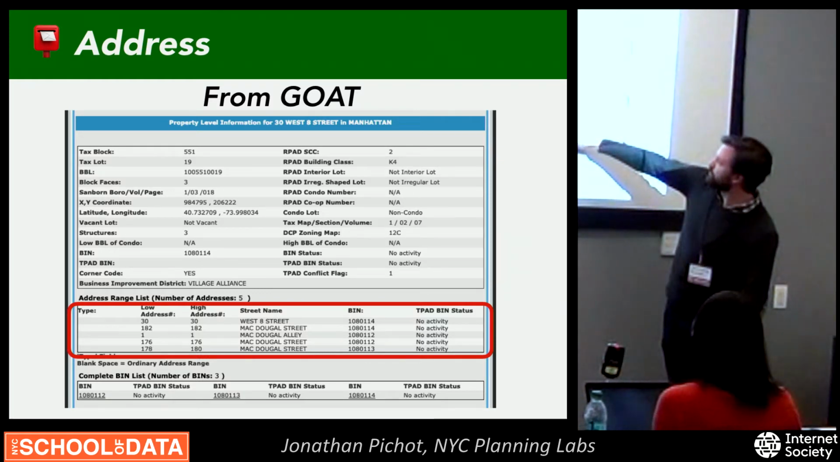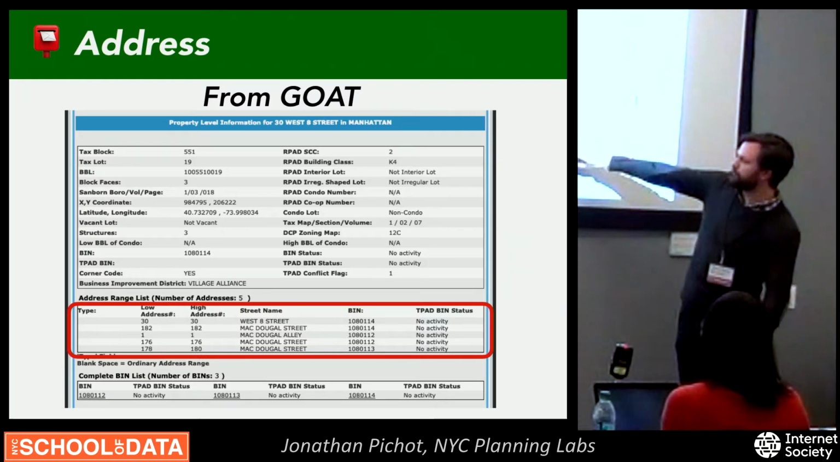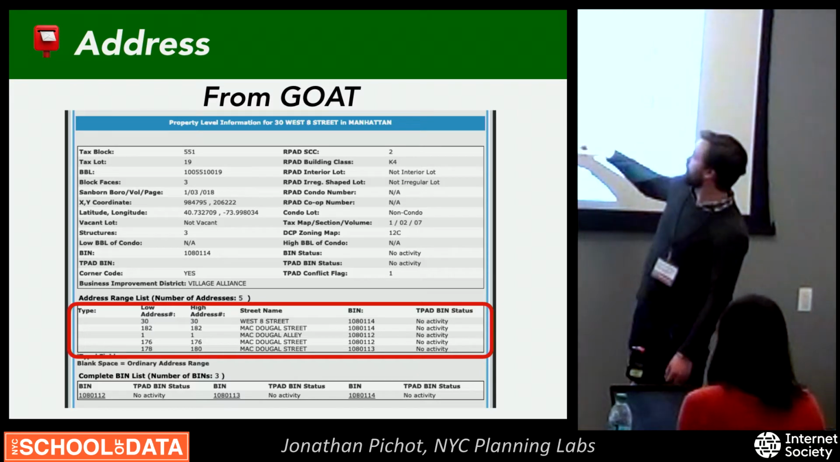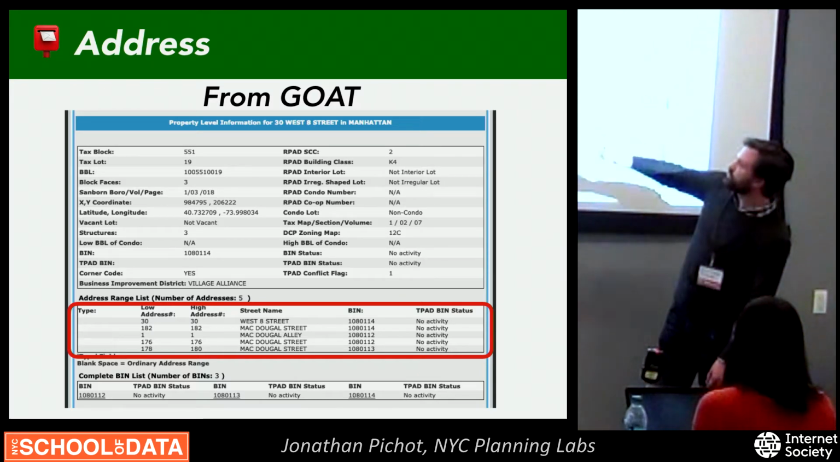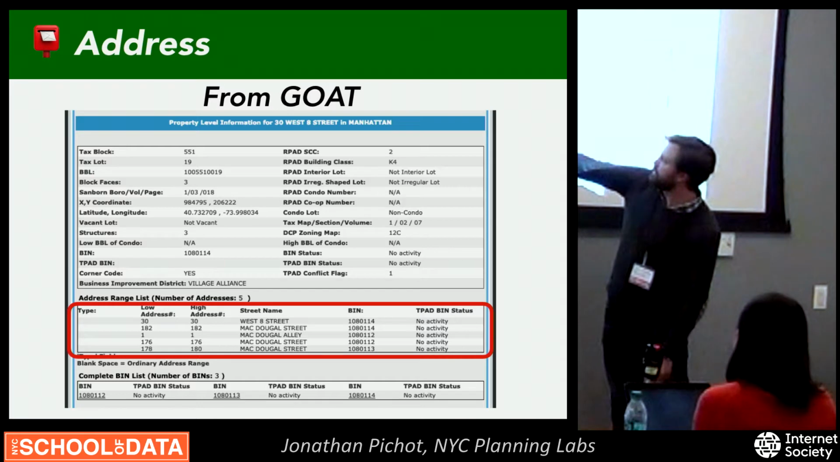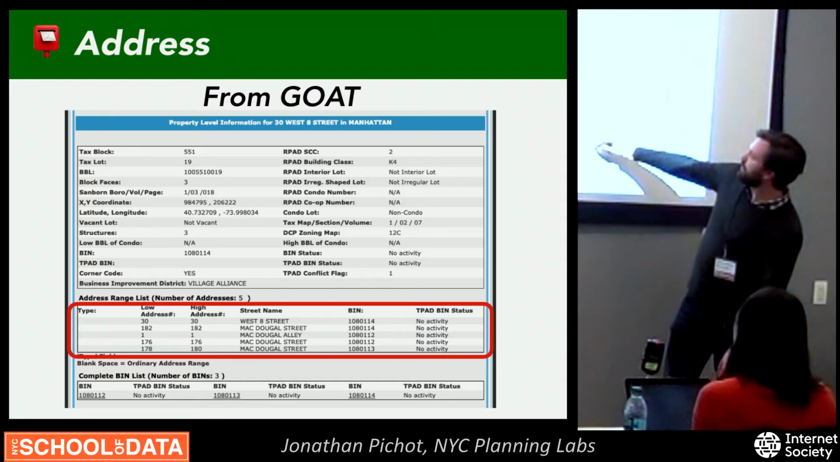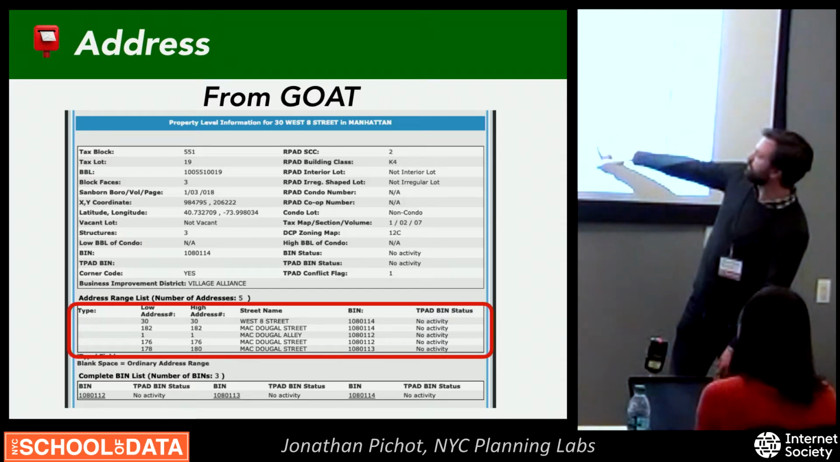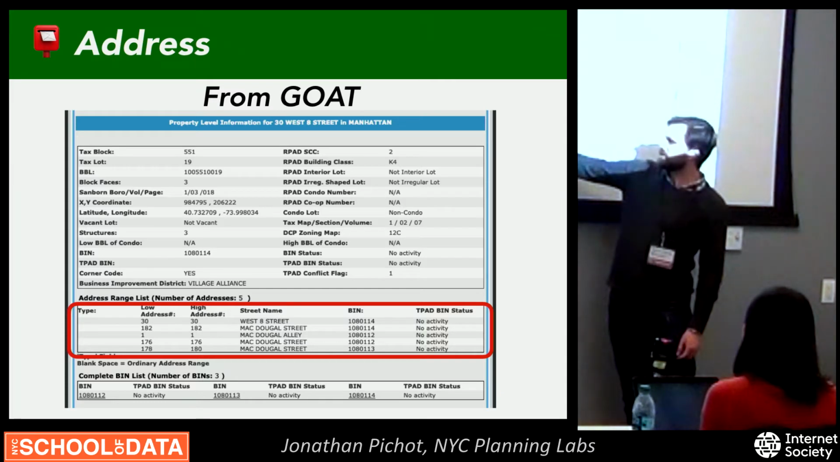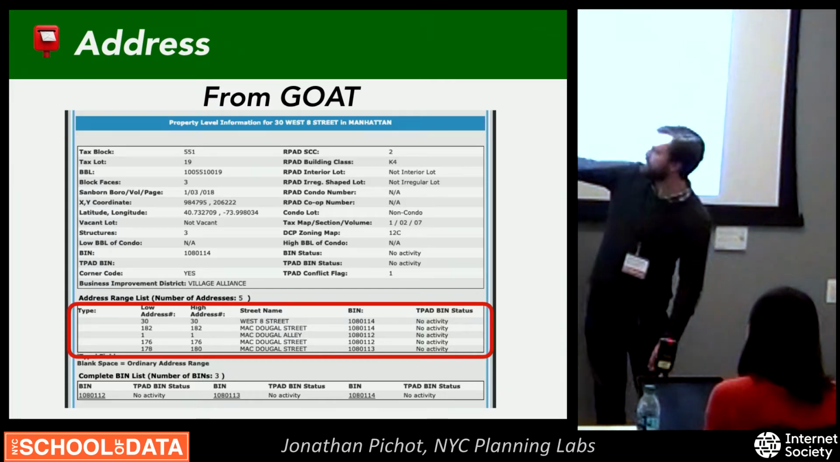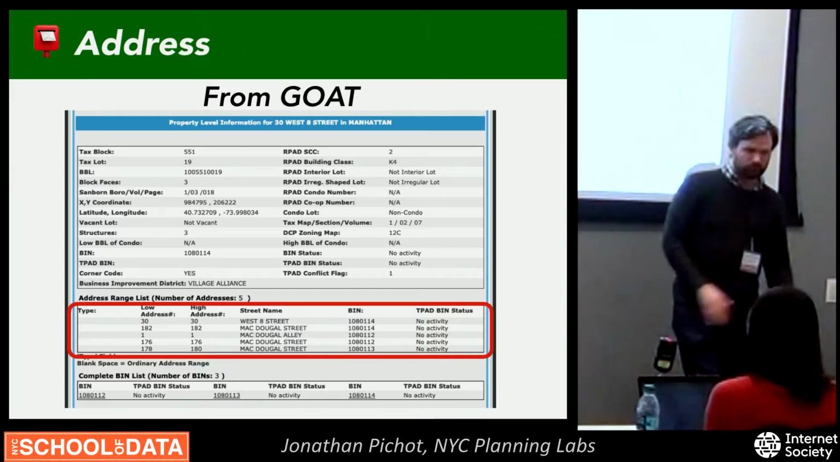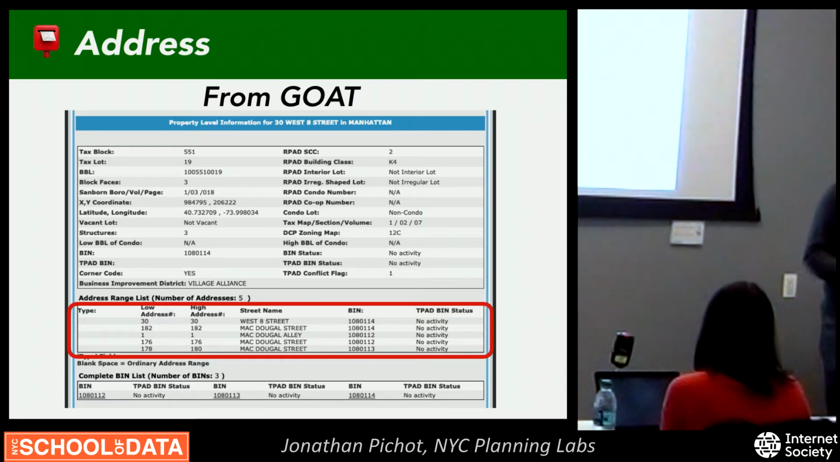The bins here are 114, 112, and 113. In those bins, bin 114 has two addresses: West 8th Street and 182. And then finally bin 113, where our 180 address is. It has a low address of 178 and a high address of 180, so it's telling us a range of possible addresses.